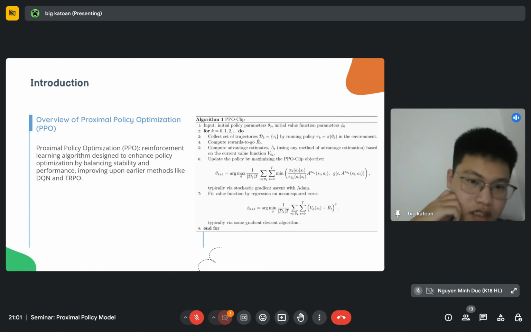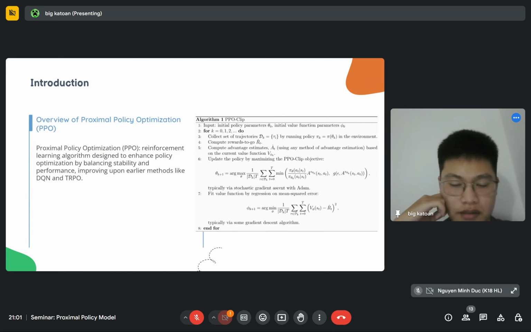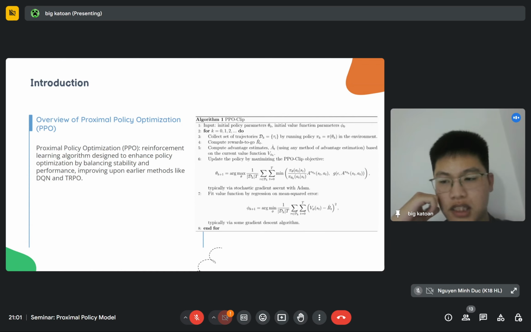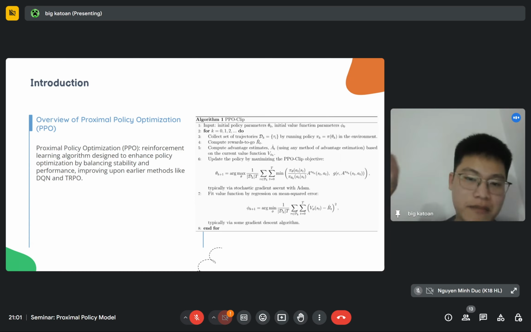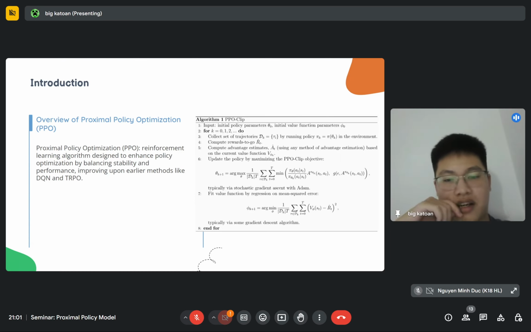The pseudocode is PPO-clip. Actually, PPO and PPO-clip are the same. They are one, but people like to call it PPO-clip, which is more correct. Later on, we will talk about this clip.